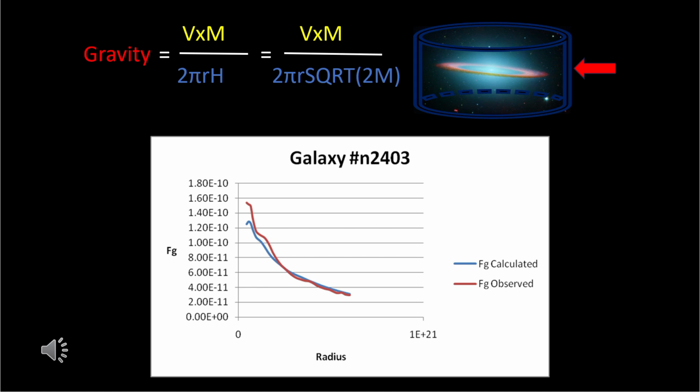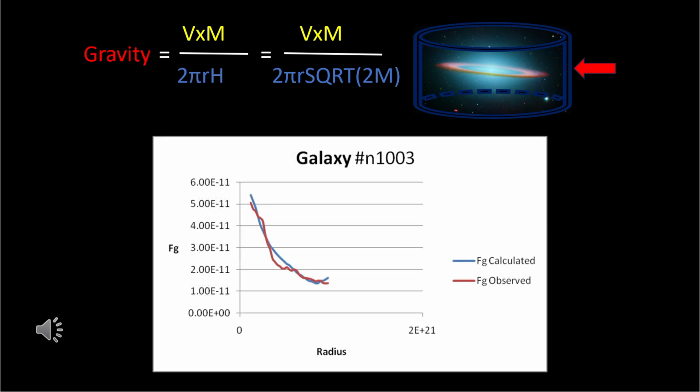And for this galaxy, we can see that our calculated force of gravity is very close to our observed force of gravity. We can do this for multiple galaxies, and again, we can see that the observed force of gravity is close to our calculated force of gravity.